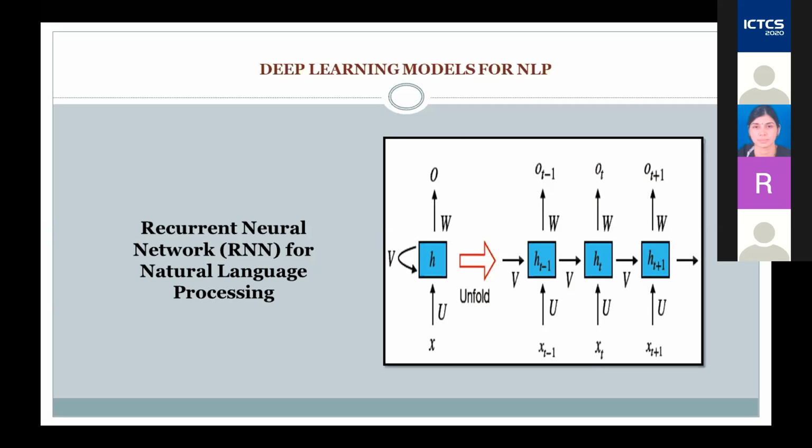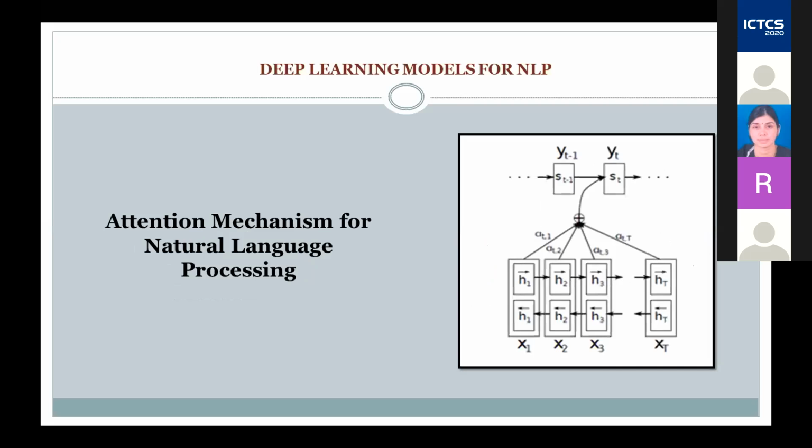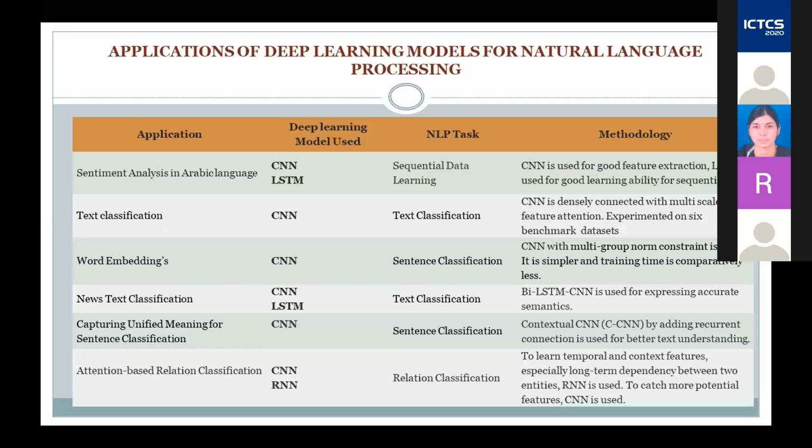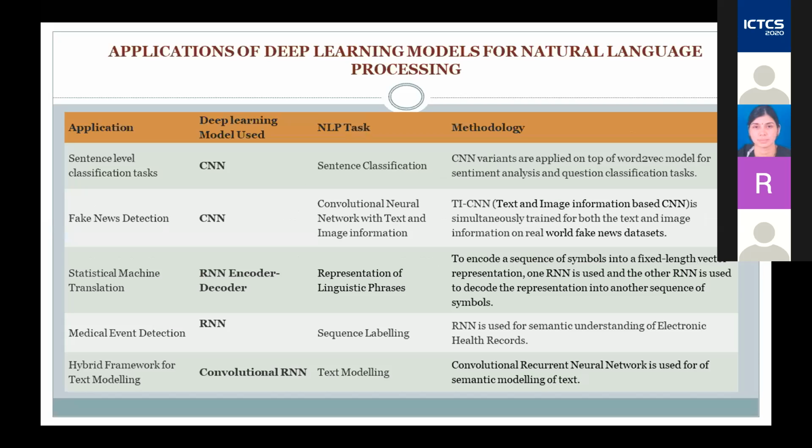Okay, fine. Another is the attention mechanism, where attention is given for performing the NLP task. That is another mechanism that we have used here. Then the applications: many applications are already available, so I will just list them. Sentiment analysis, text classification, and news text classification. For such applications, deep learning models are used, generally CNN, LSTM, and RNN. This is just a list of the applications.